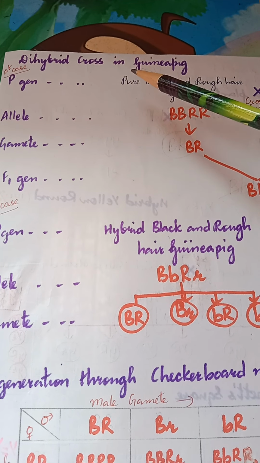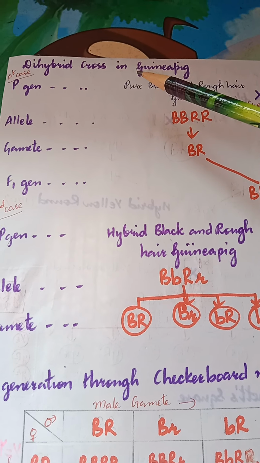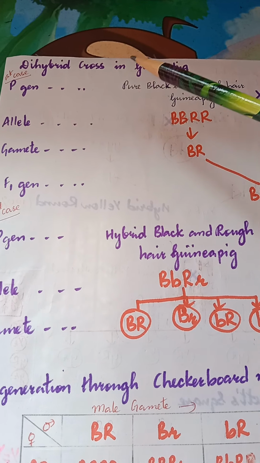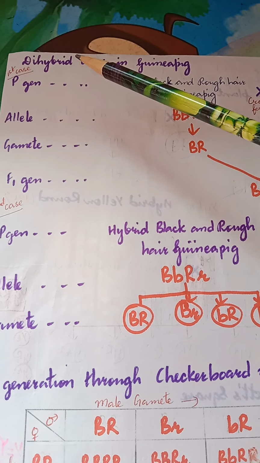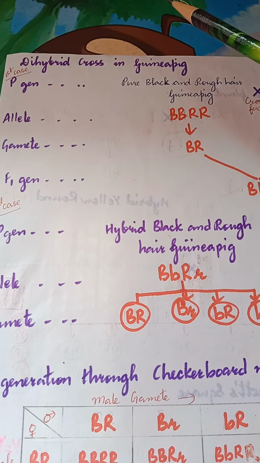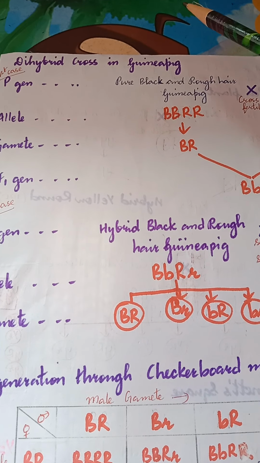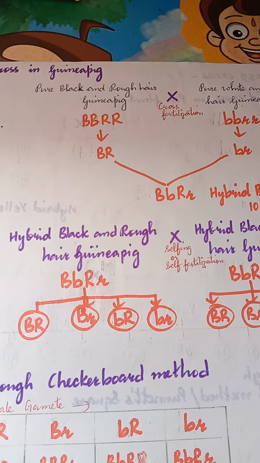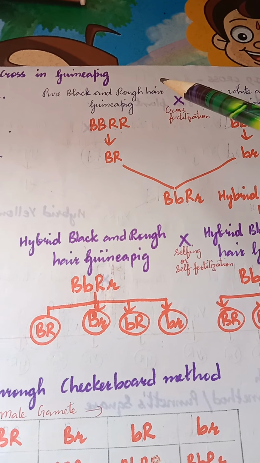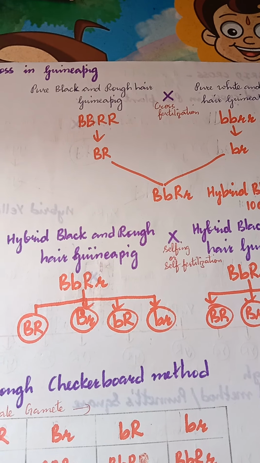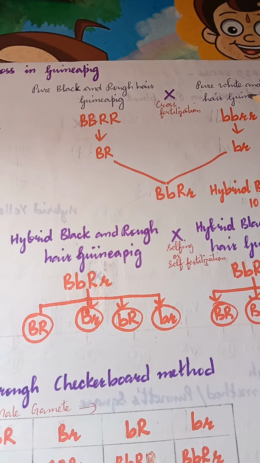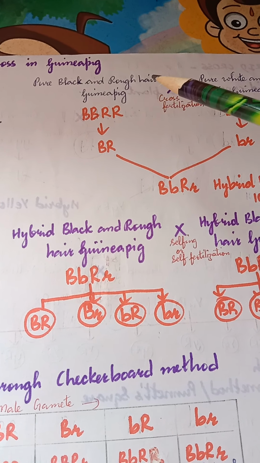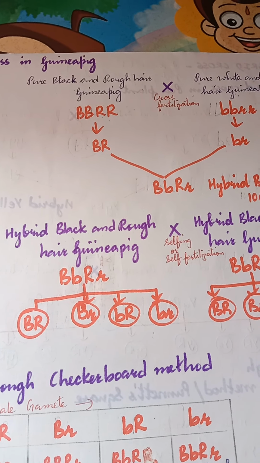Dihybrid cross is a cross between two parents having two pairs of contrasting characters. Di means two. So we have taken two parents having two pairs of contrasting characters. For the parent generation, we have taken guinea pigs, one male and one female. In these two guinea pigs, two pairs of contrasting characters are taken into account.